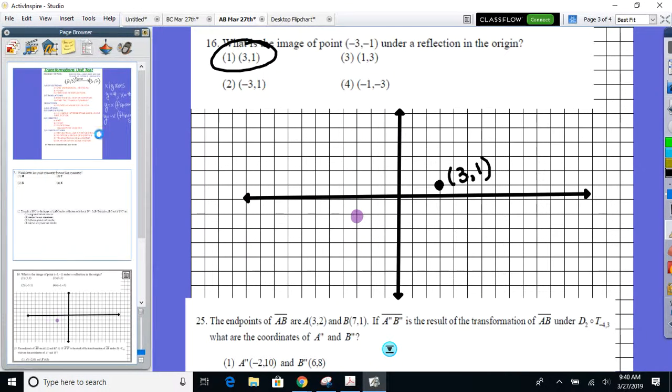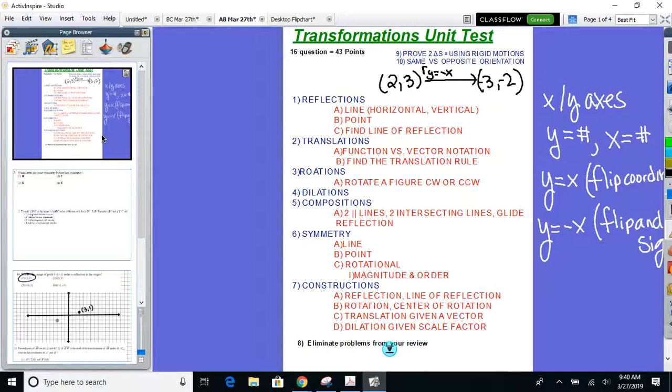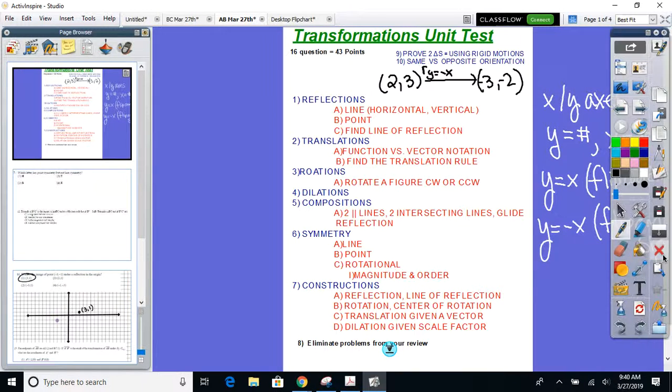Anything else? And finally, under reflections, I could give you 2 triangles. What line did I reflect over? Find the line of reflection. Guys, all good there? Translations.